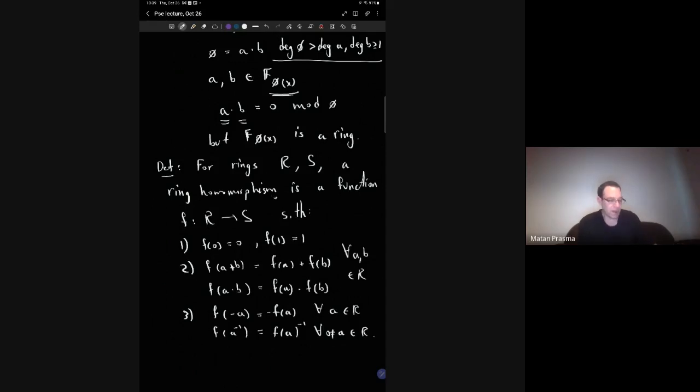So this is a ring homomorphism. Basically, it's the same axioms of what it means to be a field homomorphism. And F is called an isomorphism if it is bijective.